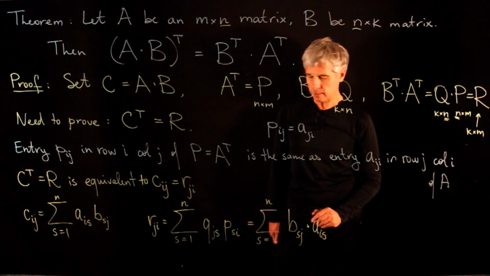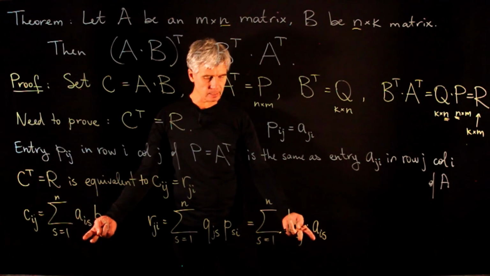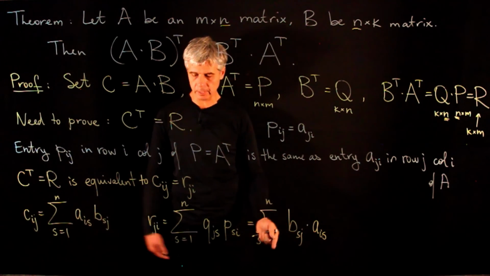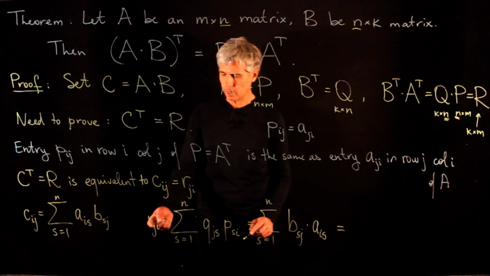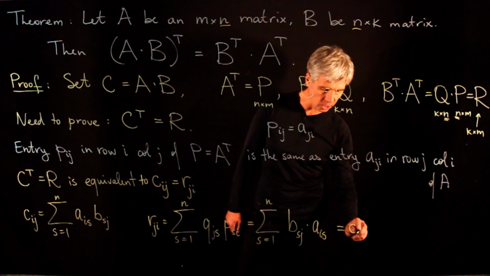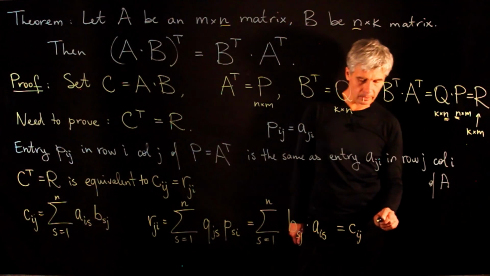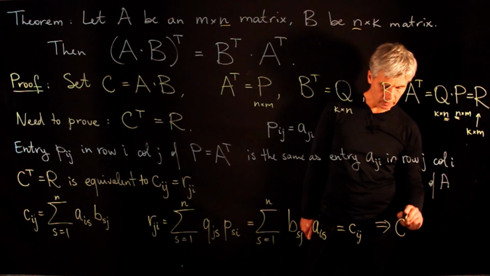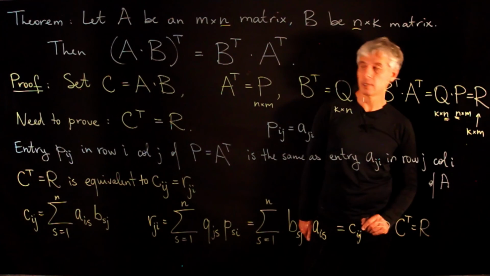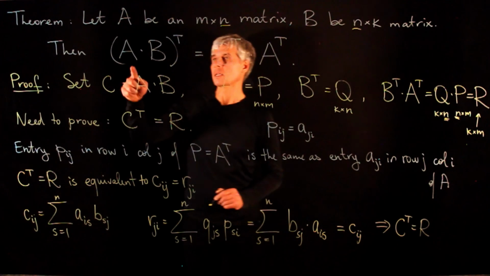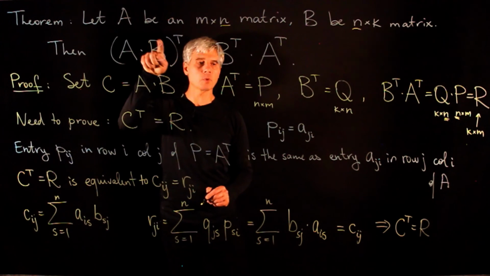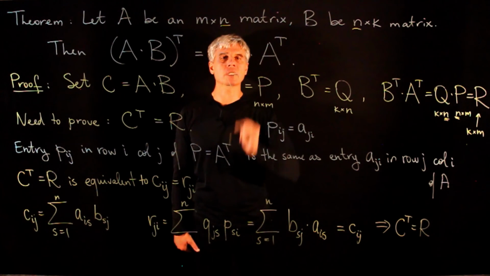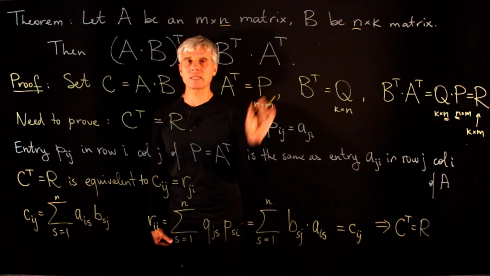And what we see is that we get exactly the same expression. Well, we use the commutative law in the field and we get the equality. So what we see is that R_ji is the same as C_ij. And this implies that C transpose is equal to R, right? But C transpose is (A times B) transpose, and R is the product of Q times P, which is B transpose times A transpose. And now we have proved this theorem.